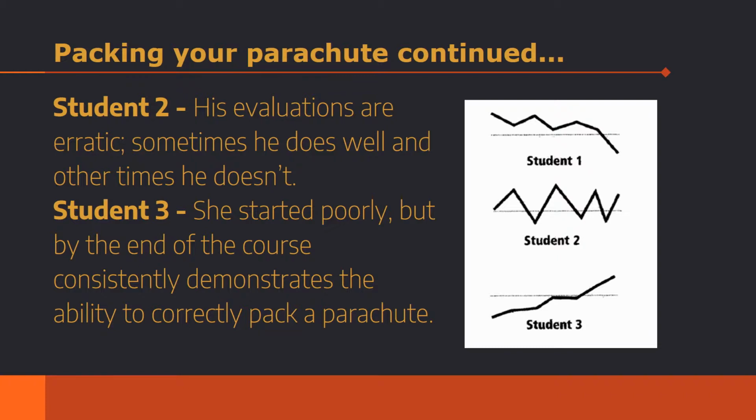Student 3 was a little different. She started out very poorly. She'd never packed parachutes before, and almost every time she packed a parachute, at least at the beginning of the course and practically through the first half of the course, the parachute didn't operate properly. It wasn't packed correctly. But as the course went on, she demonstrated clearly and consistently the ability to pack the parachute correctly every time.